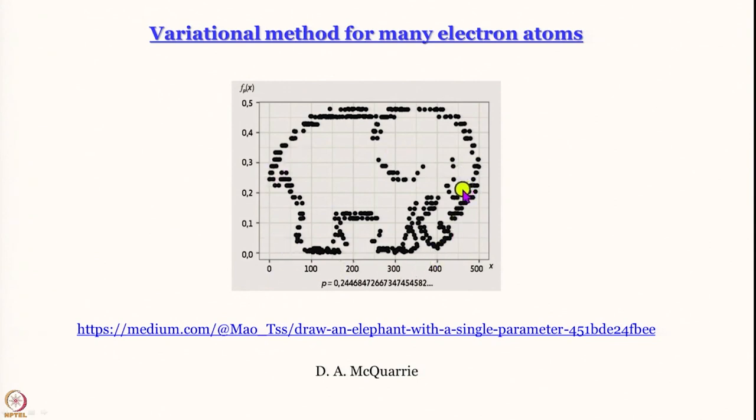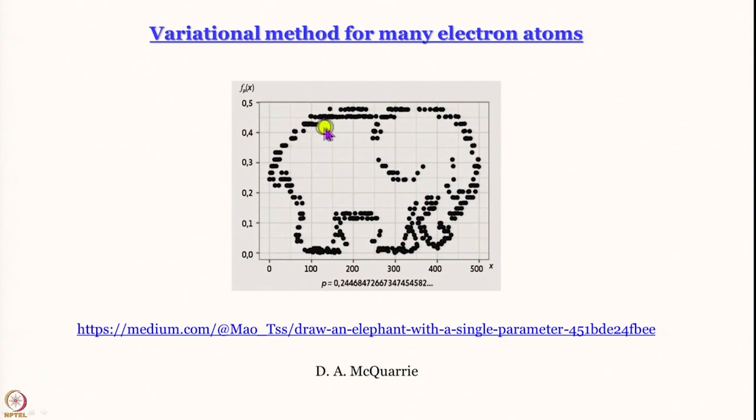And you might be wondering what is going on here. Do we have an elephant in the room? No. Actually, look at this picture carefully. It is really a plot, isn't it? The x-axis is something, an independent variable, the y-axis is a function of x. And to know more about the functional form, you can visit this website.